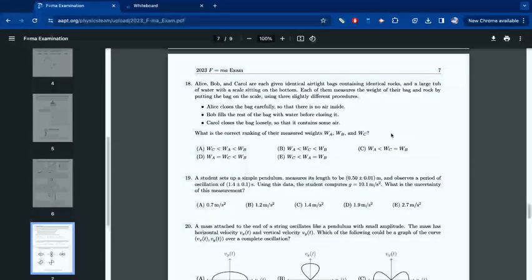Okay, next problem number 18. Alice, Bob, and Carol are each given identical airtight bags containing identical rocks and a large tub of water with a scale sitting on the bottom. So each of them measures the weight of their bag and rock by putting the bag on the scale using 3 different procedures. And we basically want to find the correct ranking of their measured weights.